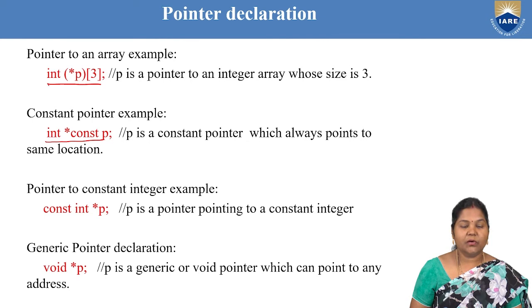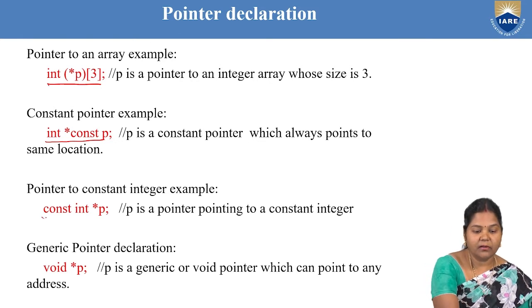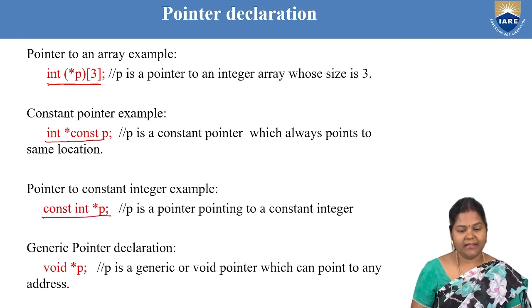Now next is called pointer to a constant integer. For a pointer to a constant integer, you have to write const int *p. That means p is a pointer pointing to a constant integer, so the value is constant. You cannot modify the value of the constant integer whose address is contained by this pointer.